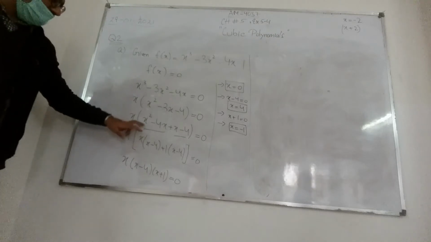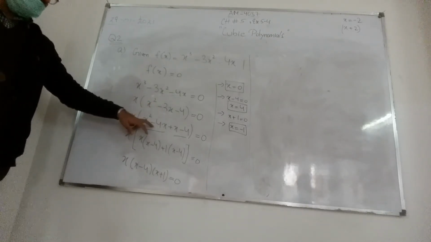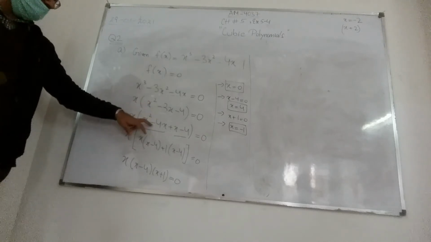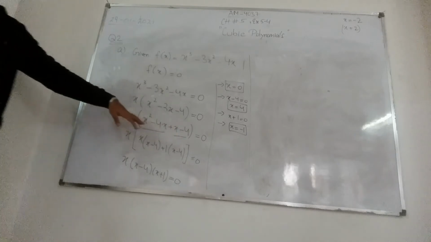X square will be as it is. Since the sign of the middle term is negative, the bigger factor will get the sign of the middle term, that is minus 4x, and then positive x, minus 4. This is the middle term breaking method.